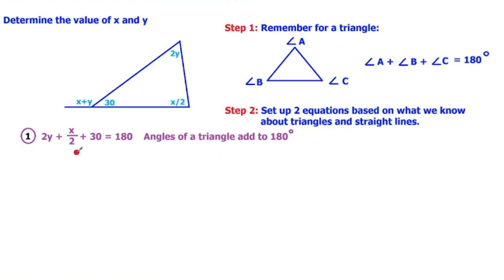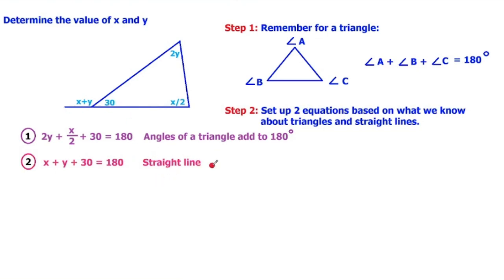So the first equation we can set up is for the triangle. Angles of a triangle add to 180 degrees. So let's add these all up: 2y plus x over 2 plus 30 equals 180. That's our first equation. Now we can work with the straight line.